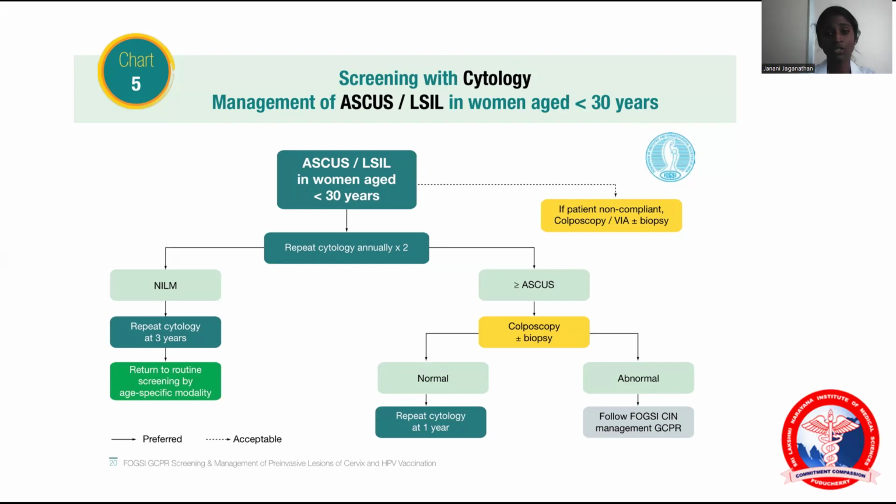If that repeat cytology is also more than or equal to atypical squamous cells of undetermined significance, we have to again do colposcopy-directed biopsy. If it comes as normal, we have to repeat cytology at 1 year. If it comes as abnormal, we have to treat according to the GCPR guidelines.